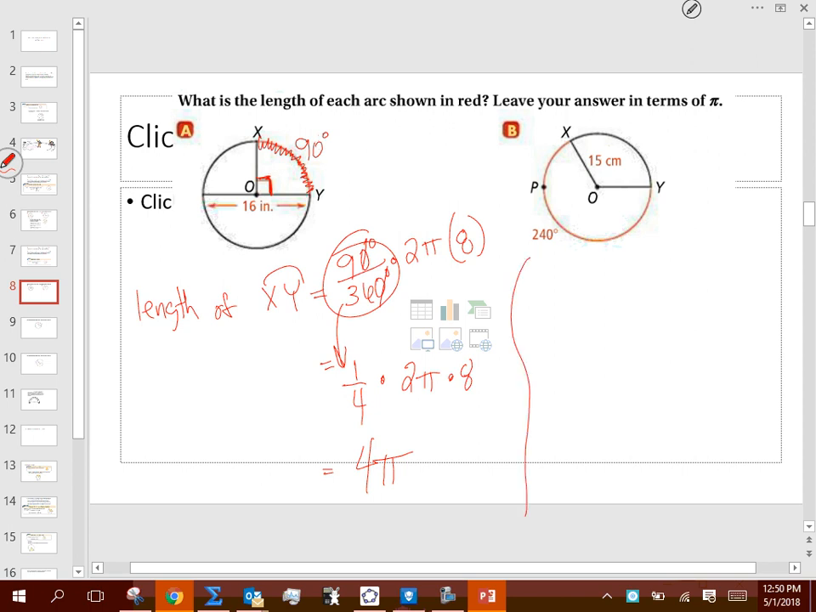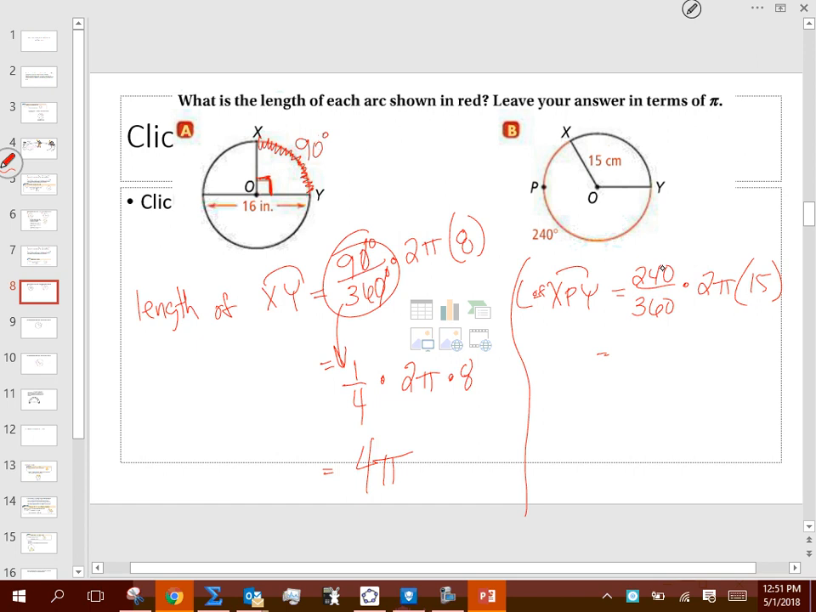We can deal with major arc lengths as well. Okay? So that's 240. So if I want to find the arc length of x to p to y, I'm going to write L of x to p to y. So length of x to p to y. I'm going to take the measurement. What would that measurement be? 240 over 360, and multiply that by 2 times pi times 15.